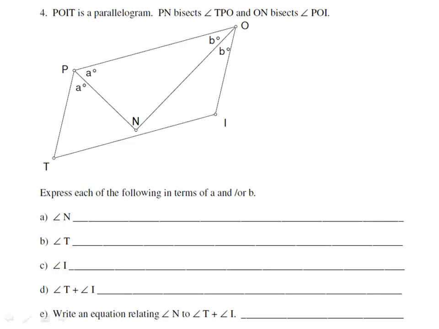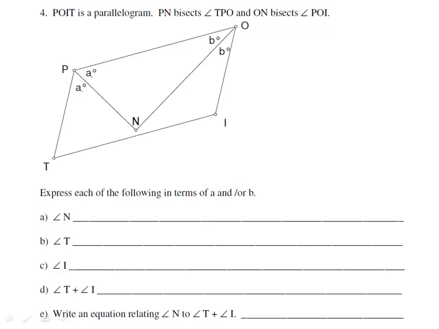Okay, 4 is a little bit more complicated. We're told that POIT is a parallelogram and that PN bisects angle TPO and ON bisects angle POI. That's why it's created two equal angles here that are A degrees and two equal angles here at POI that are B degrees in measurement. And it says, express each of the following in terms of A and or B. It means we have to use A and B to state what our expression is.